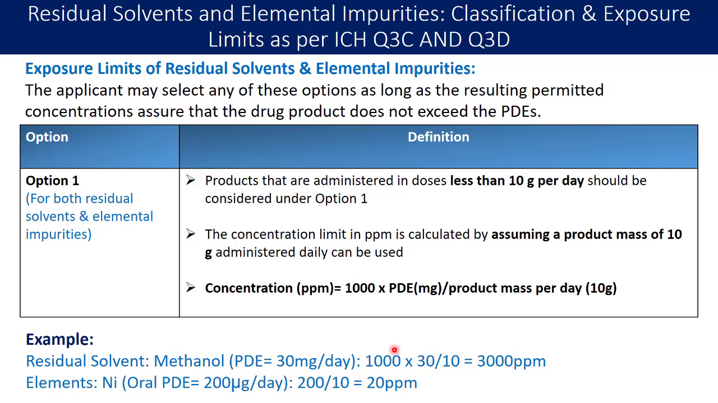So here I just use 1000 in case of methanol to convert this 30 mg into microgram. So 30 mg is equal to 30 into 1000, that is 30,000 microgram. I hope you understand. There is a slight difference between the calculations I use over here.